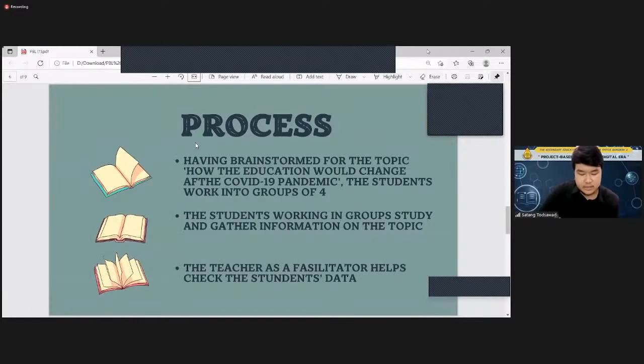This is the process of my mini PBL in the class. First, I'm going to ask the students a question. The topic will be how education would change after the COVID pandemic. After that, students will work in groups of 4. Then the students will work in the group and study and gather information on the topic. Then the teachers, as facilitators, help check the students' data to see if they got it correctly.